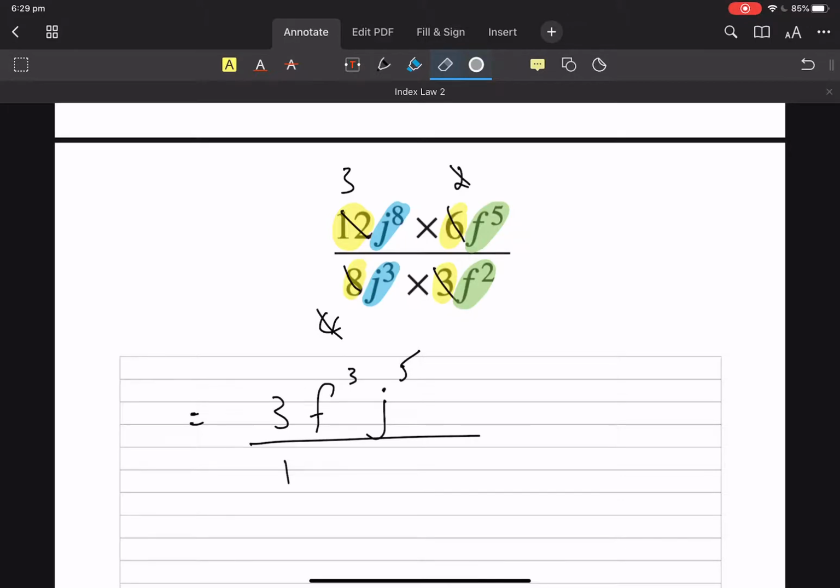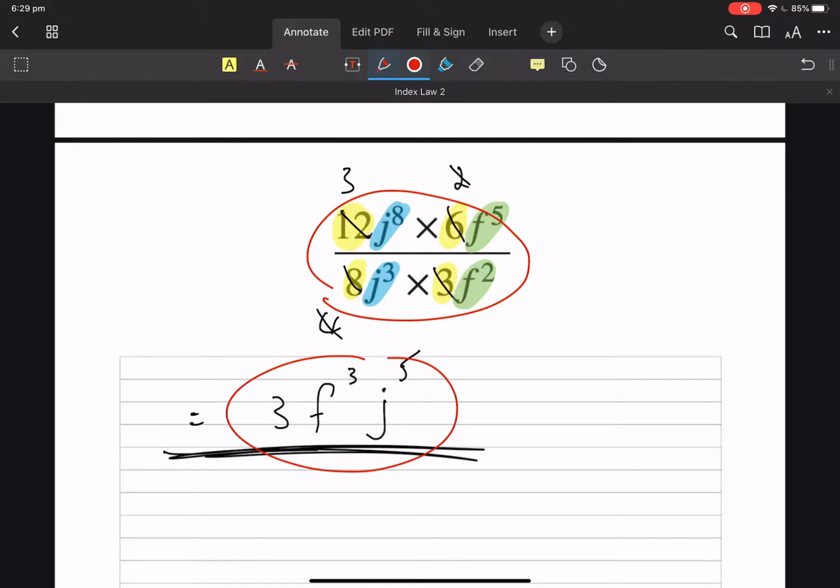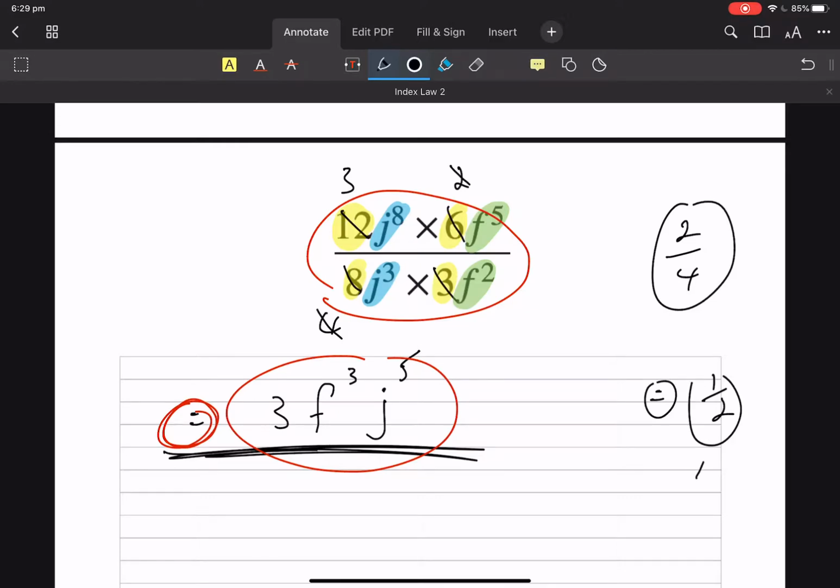And you're right again, we don't really need that vinculum. The answer is just a number. 3, F cubed, J to the 5. That's simplified. So that and that are the same, just as I could start with 2/4 and go equals a half. That and that are equal. Our answer down the bottom there is just simplified.